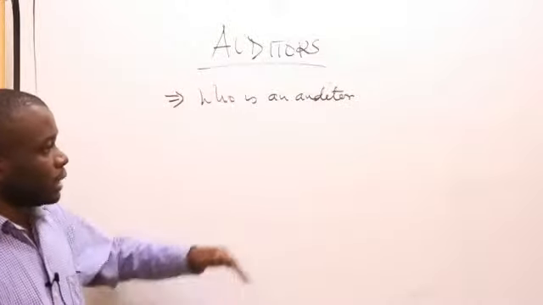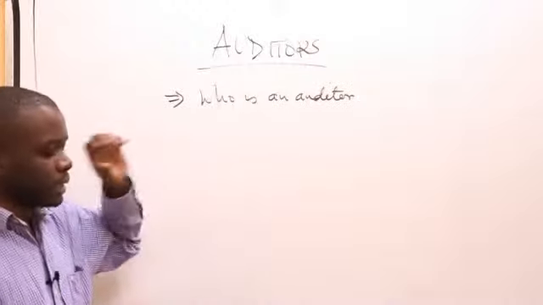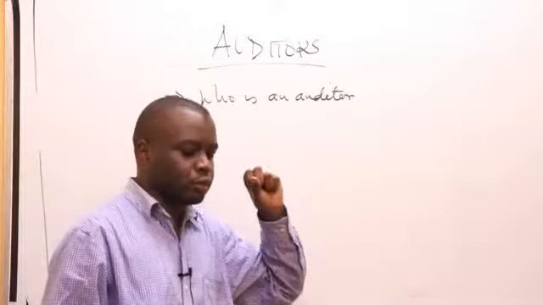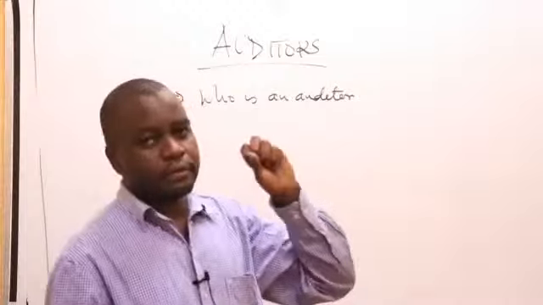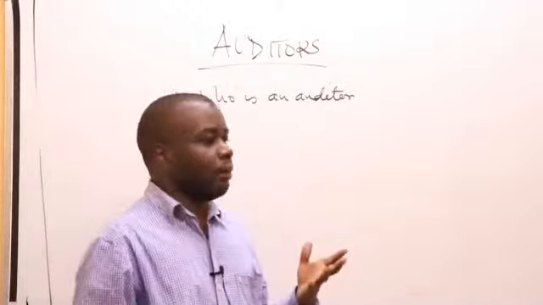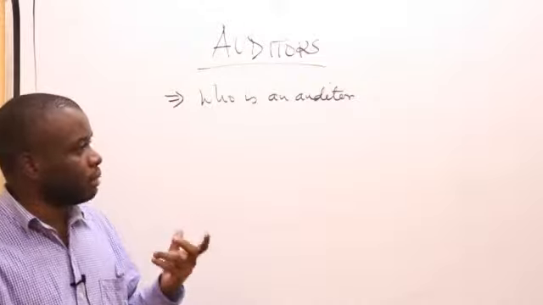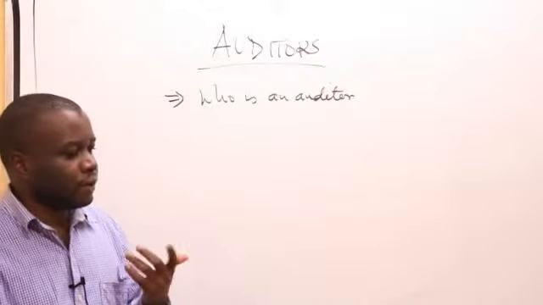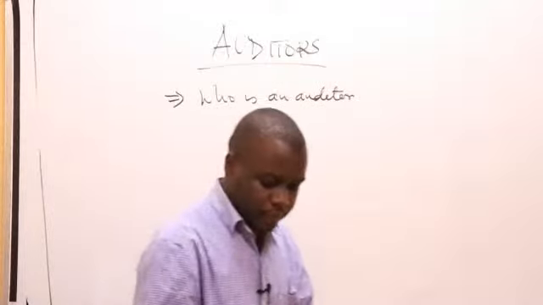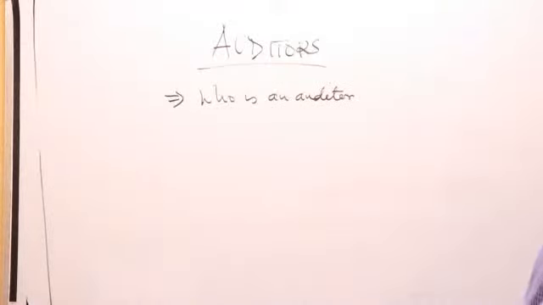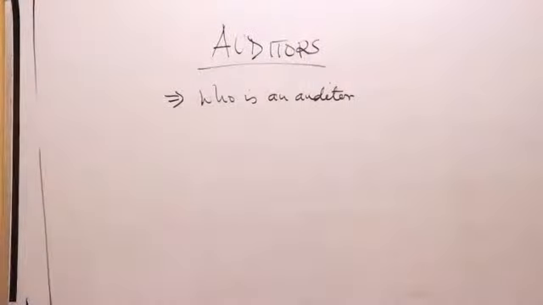So it's usually an independent officer appointed to protect the interest of investors in the company, by being able to check whether the books prepared by the directors of the company reflect a true and fair view about the company. So that is what we mean by an auditor in a company.